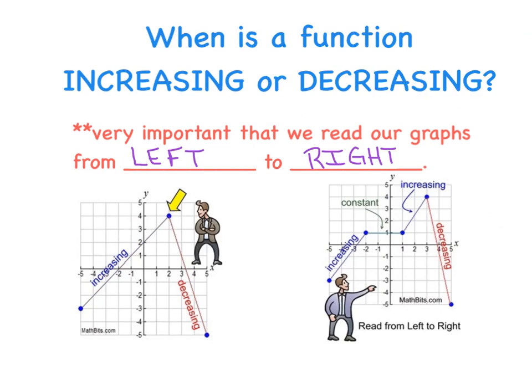Now it is possible for a graph to be constant as well, so you'll notice we're increasing up until x equals -2, and then from -2 to 1 it's flat or constant. From x equals 1 to x equals 3 we're increasing, and then from x equals 3 until x equals 5 we're decreasing.